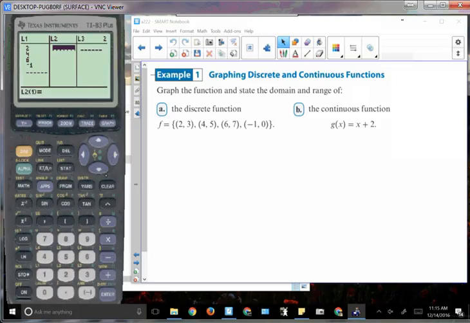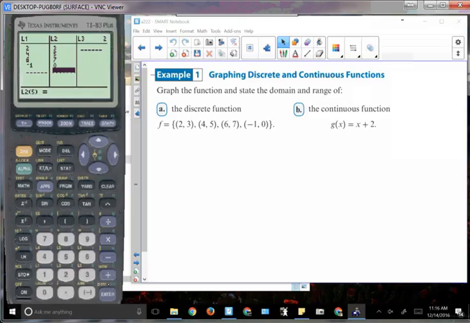Now, press the stat key, edit, and then we can put in the Y values. So we've got the coordinate 2, 3, we've got 5, that goes in, 7, that goes in, and 0 goes in.